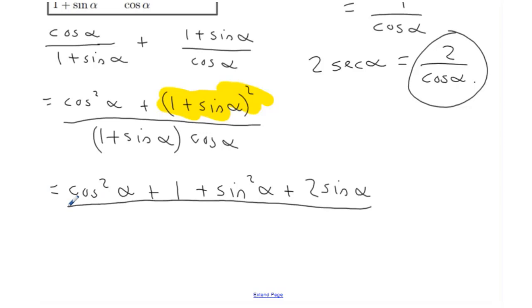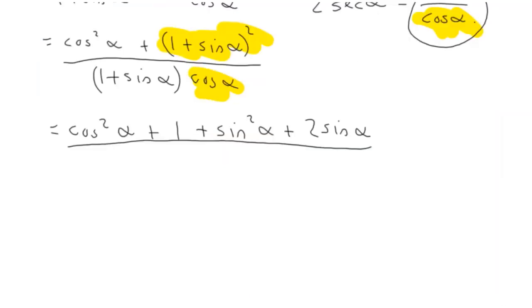If you look at the bottom and what I'm aiming at, I'm still not going to expand this, because we're hoping to leave this cos alpha. That probably means we're hoping something is going to cancel the 1 plus sine alpha from the top. That is the plan. So over 1 plus sine alpha cos alpha, just like that.